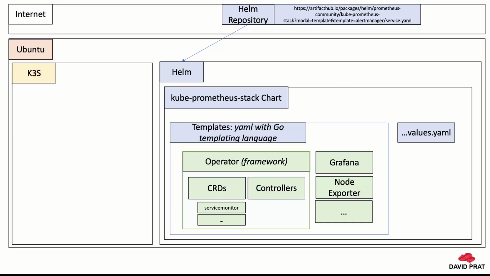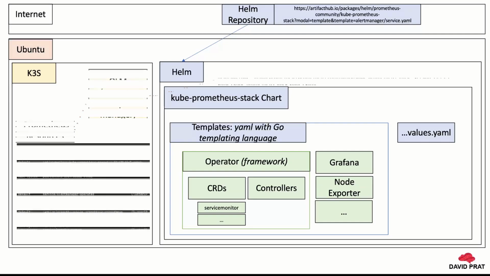So the operator is basically composed of CRDs and controllers. We are going to explain in more detail about the operator in Kubernetes in the next slide. But at this moment, you can just remember that inside of the CRDs, we are using a service monitor, which will make configurations for the Prometheus server.